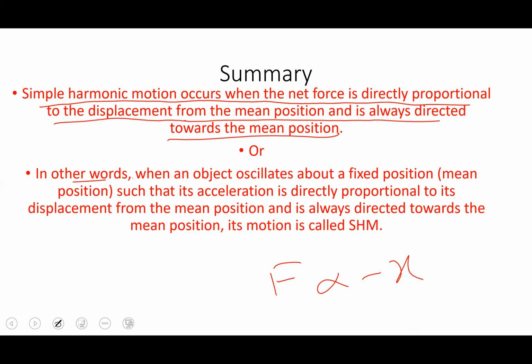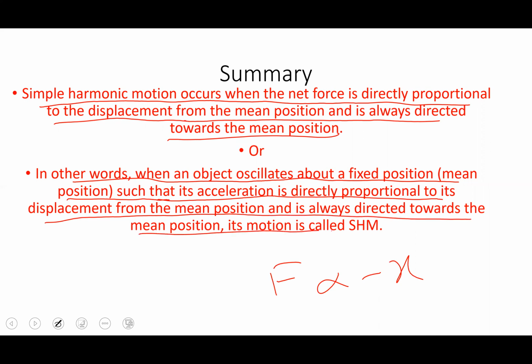In other words, when the object oscillates about a fixed point, the mean position, such that its acceleration is directly proportional to its displacement from its mean position and is always directed towards the mean position, its motion is called simple harmonic motion. So we already learned that a is also directly proportional to x but in the opposite direction. Now, what are the main features of simple harmonic motion?